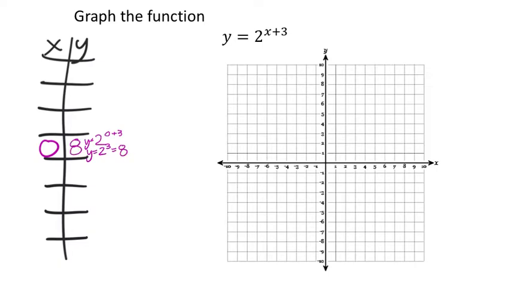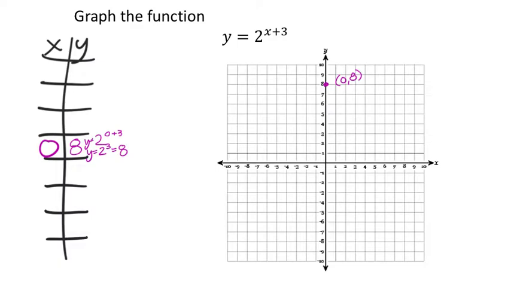Now, I did a little bit of extra work here. I won't do that in the future because this is something that I can put into the calculator. And I get this ordered pair, 0, 8. Let's put this on the graph. 0, 8, I found it. So x is 0, the y value is 8. There it is.